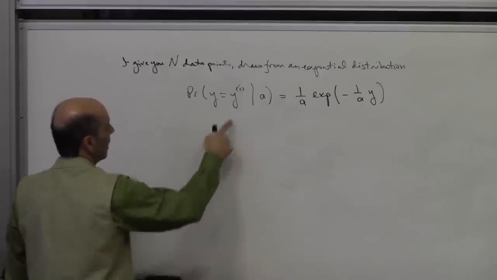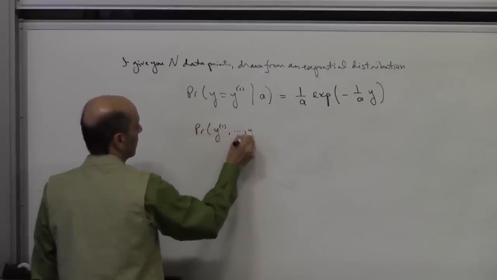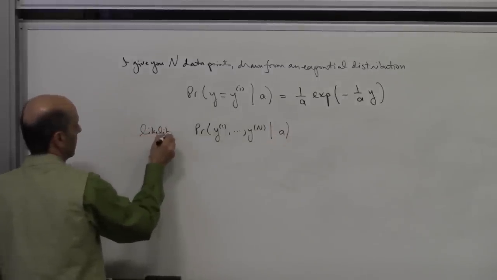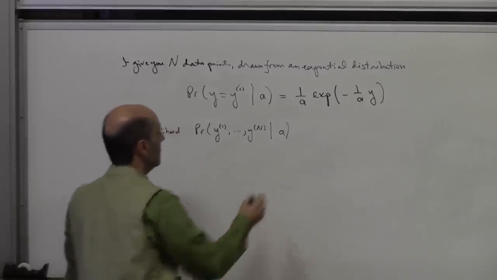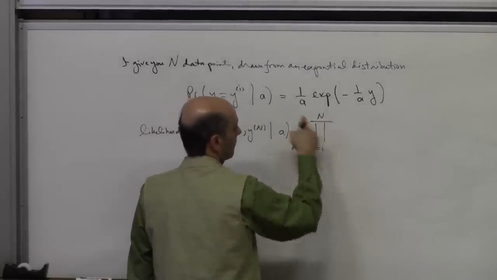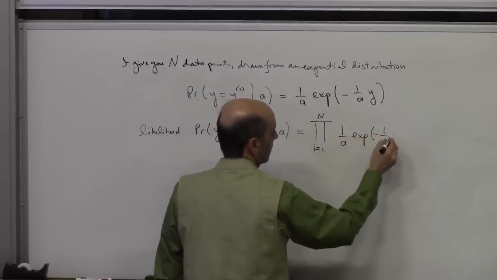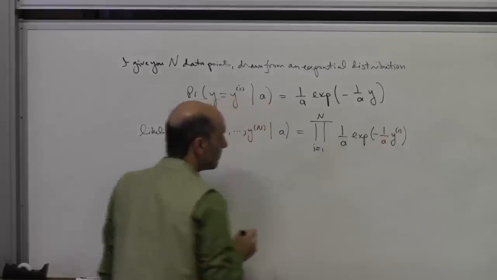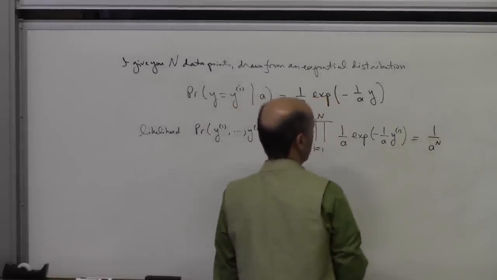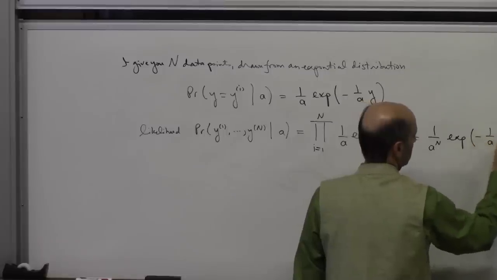I saw data points from 1 to N, so I have the probability of y1 through yN, given a. That's my likelihood. Because each one of these observations is independent, this becomes the multiplication of this quantity N times. If I multiply this quantity N times, it becomes 1 over a to the N, exponential of minus 1 over a times the sum of the y_i.